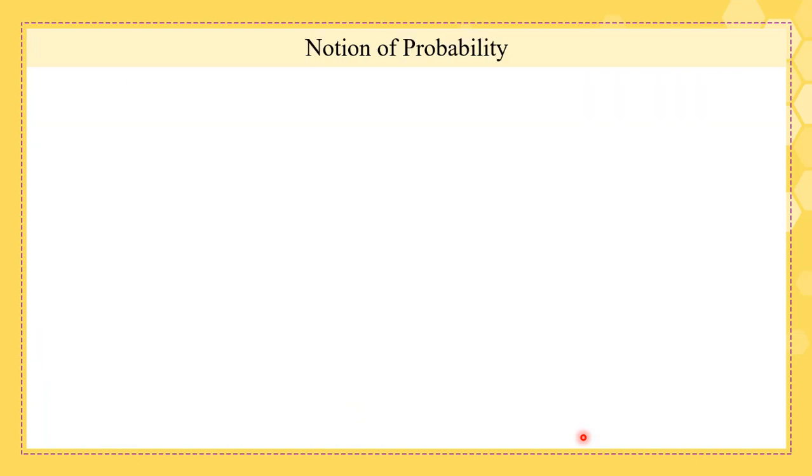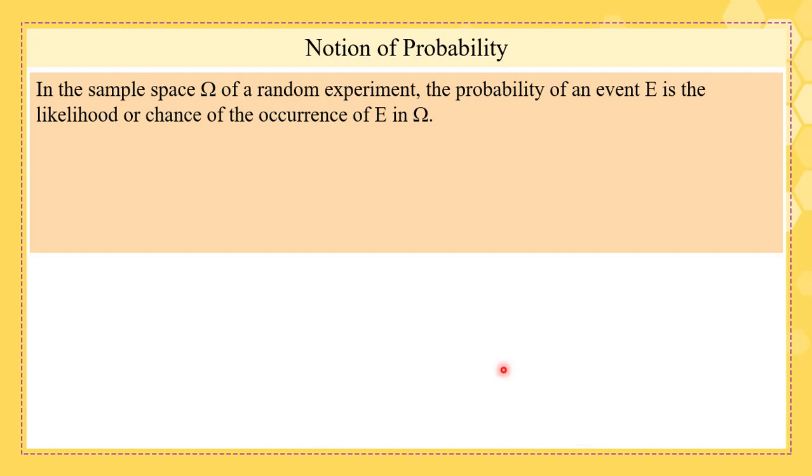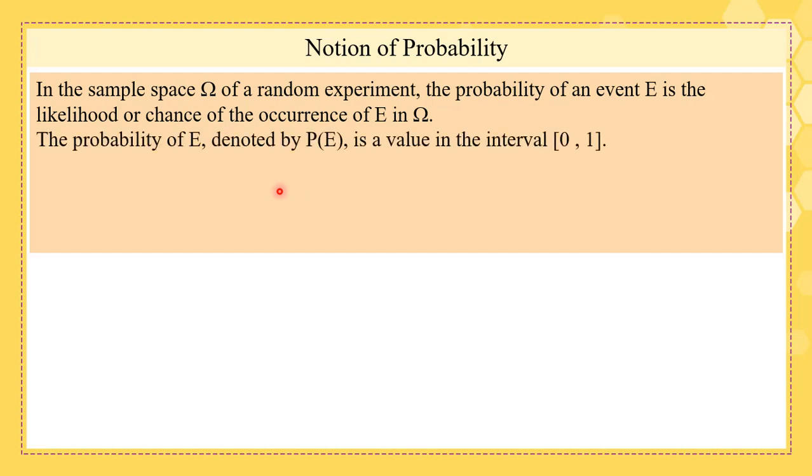Now let's begin talking about the notion of probability. In the sample space omega of a random experiment, the probability of an event is the likelihood or chance of the occurrence of E in omega. First, we talk about the probability of an event, and what is that probability? It's the likelihood of the occurrence of E or the chance of the occurrence of an event. The probability of E is usually denoted by P of E, and it's a value in the interval 0, 1. It's usually between 0 and 1, but it could be 0 and it could be 1.